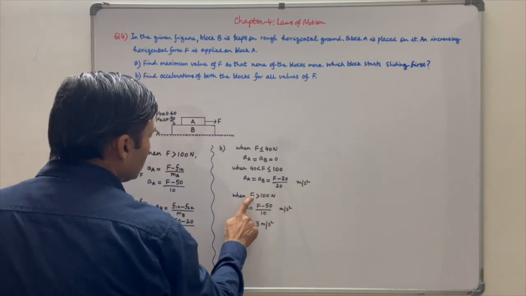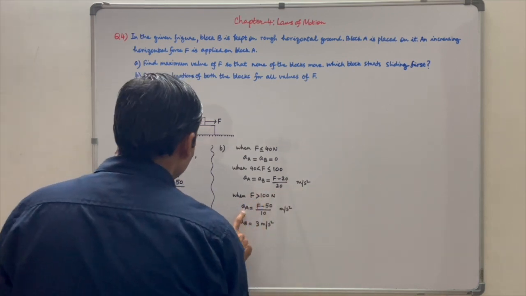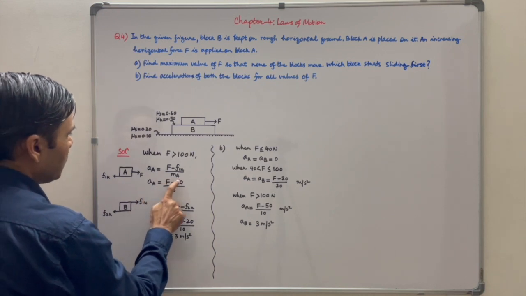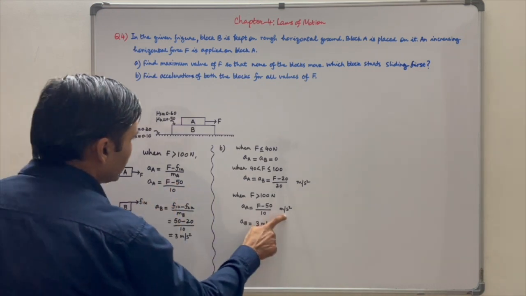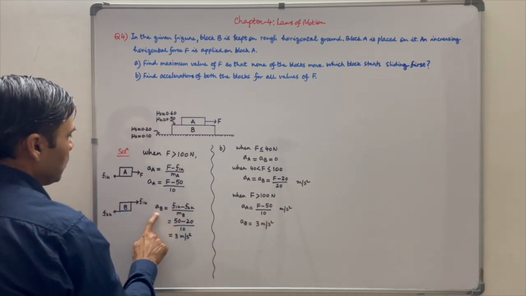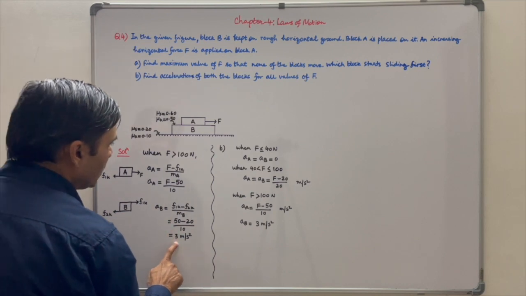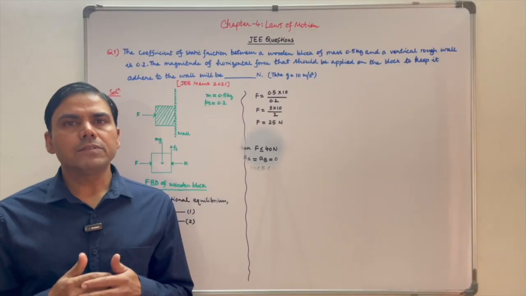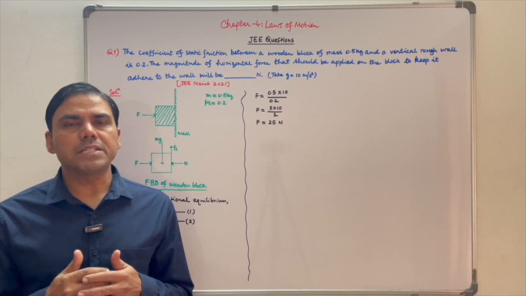When the value of F is more than 100 Newton, the acceleration of block A is equal to (F minus 50) upon 10 meter per second square, and the acceleration of block B is equal to 3 meter per second square. Now let us solve previous year's JEE questions.